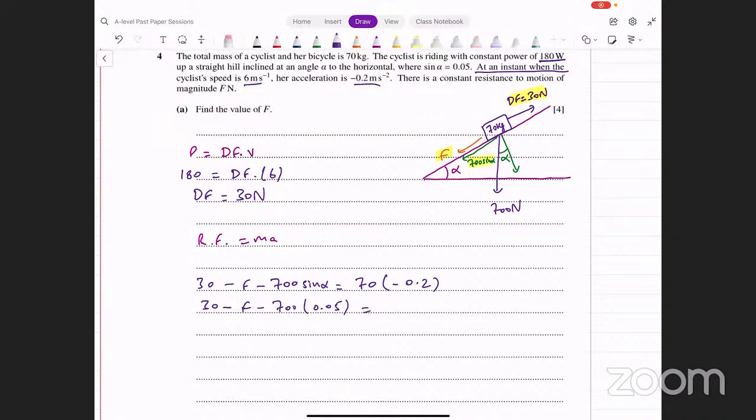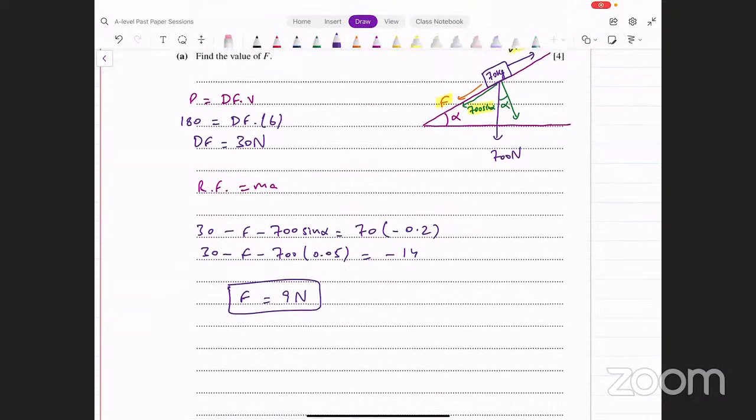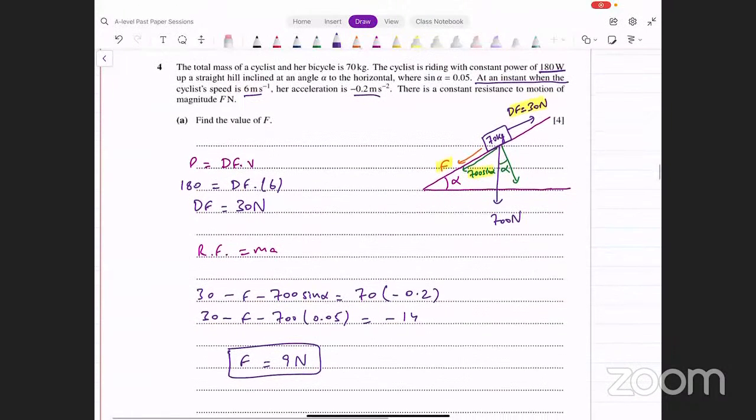700 into 0.05, that equals 70 into 0.2, that's minus 14 on the right side. We can just simplify this, and from here we will get F. I'm going to evaluate that directly. 30 minus 700 into 0.05 plus 14, and that gives me 9. So we got the value of F here, 9 Newton. Okay, we had to find the resistance, which they represented by F. This is how we can do that. We find the driving force first. Once we have the driving force, we simply apply Newton's second law: forward minus backward equals mass into acceleration, and that gives us the value of F here.